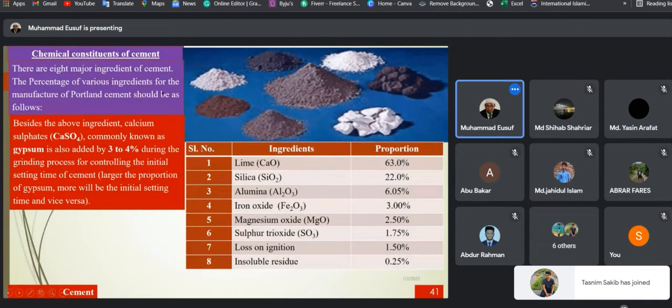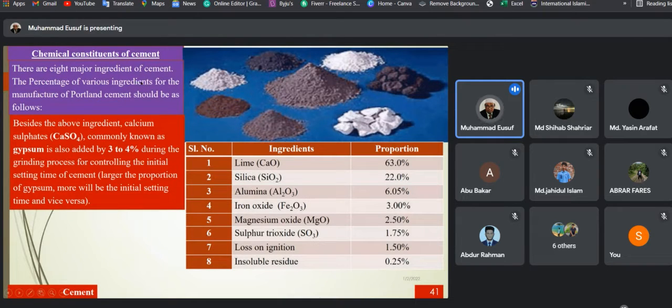Next is the same thing. There are 8 major ingredients of cement. Kindly remember it. Don't forget this thing. Total 8. The percentage of various ingredients of Portland cement should be as follows.